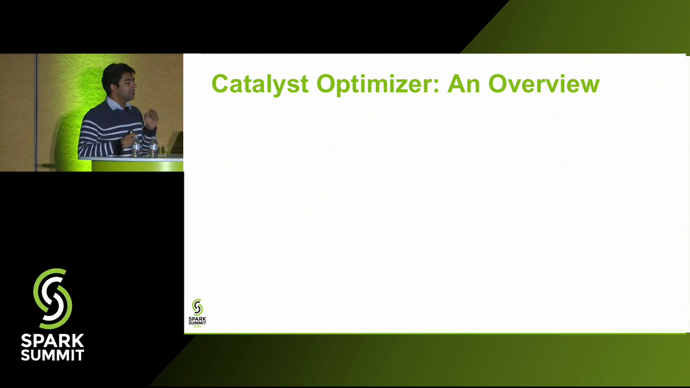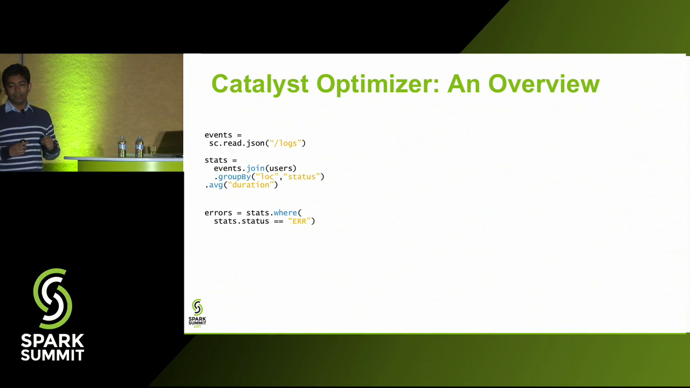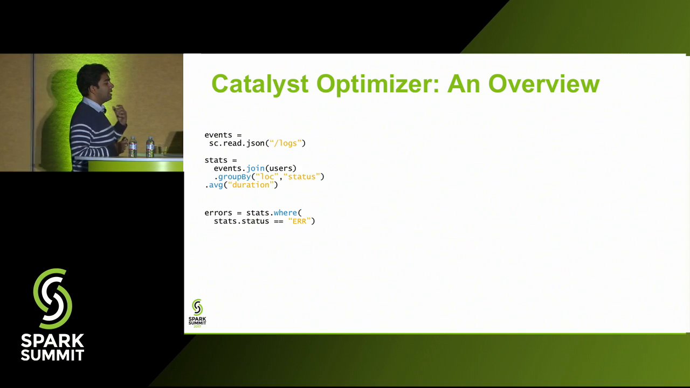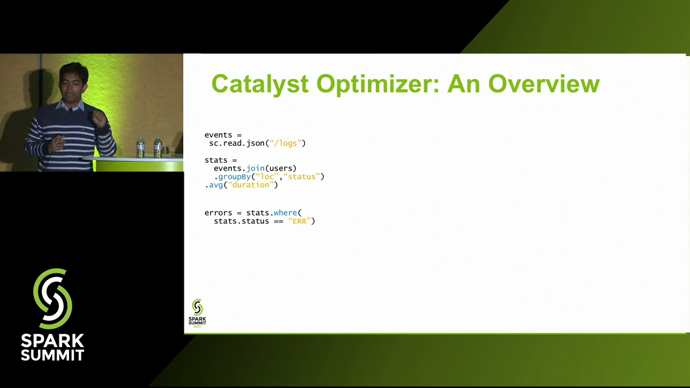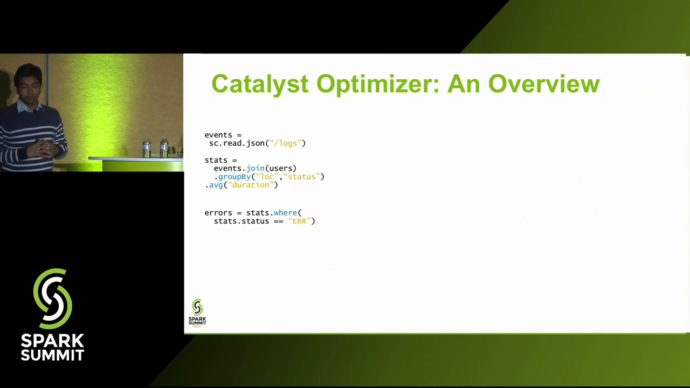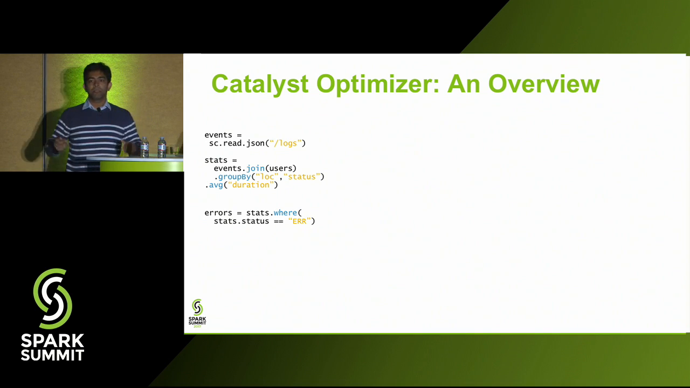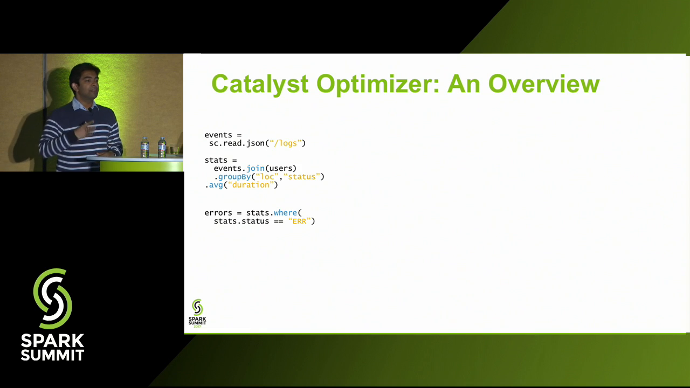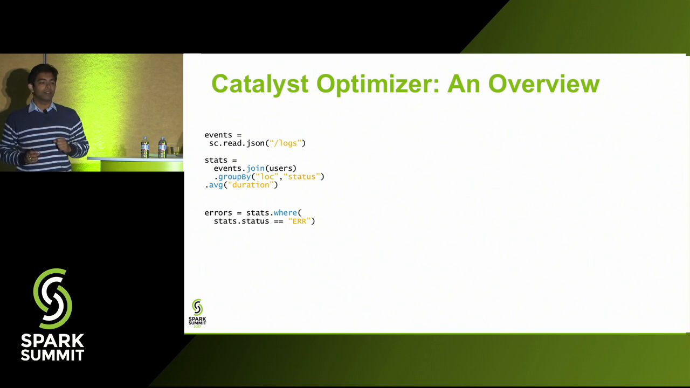Now, here's another example to further drive down this point that I just mentioned in the previous slide. So here we have a user query. The user first tries to create a data frame called events by reading a bunch of log files. This data frame is then joined with another data frame called users, and the output is then grouped by on 2 other columns. We have location and we have status. Now, each group is then aggregated. We calculate the average duration for each group, and the final answer is then filtered such that we prune out or remove all the rows that do not have an error in it and only keep rows where status is equal to error.